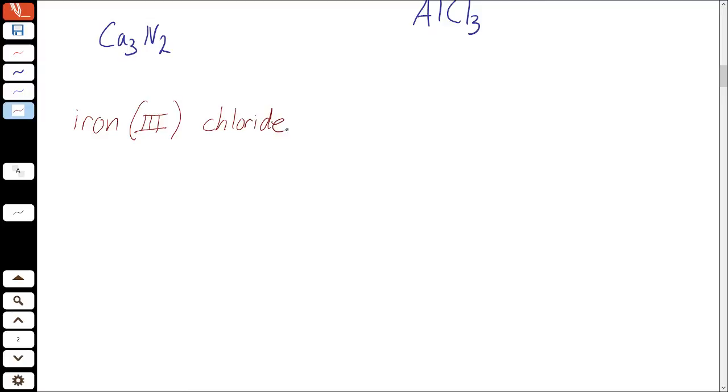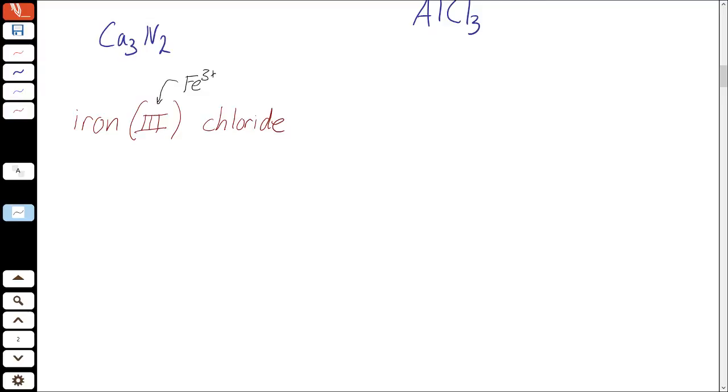For any of the elements that make multiple different charges, and this only happens with cations, with positively charged ions, this charge is actually specified in parentheses after the name. So that 3 tells us that there is a +3 charge on iron. And it's always written in Roman numerals and parentheses right after the name of the cation.